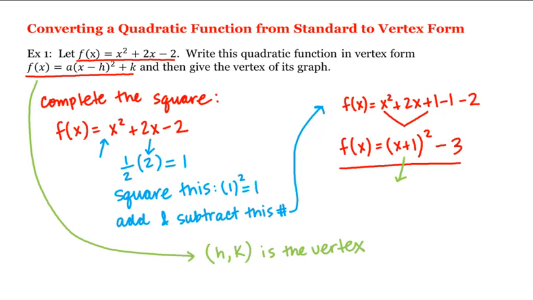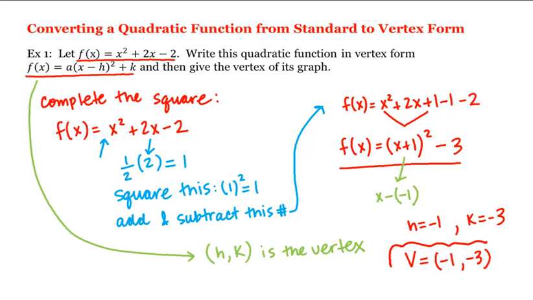Looking here, we have x plus 1, which we can think of as x minus a negative 1. Therefore, our h is equal to negative 1, and our k is equal to negative 3. So the vertex then is the point (negative 1, negative 3).